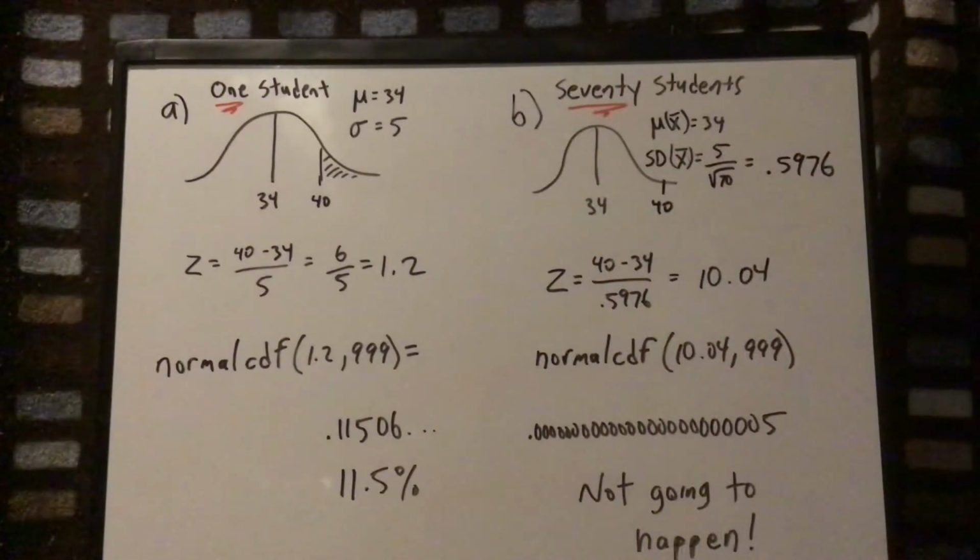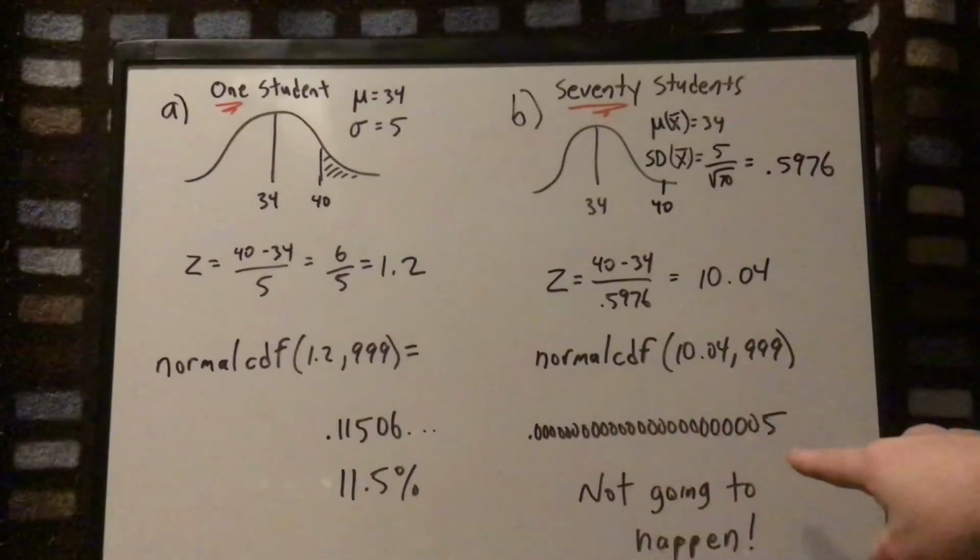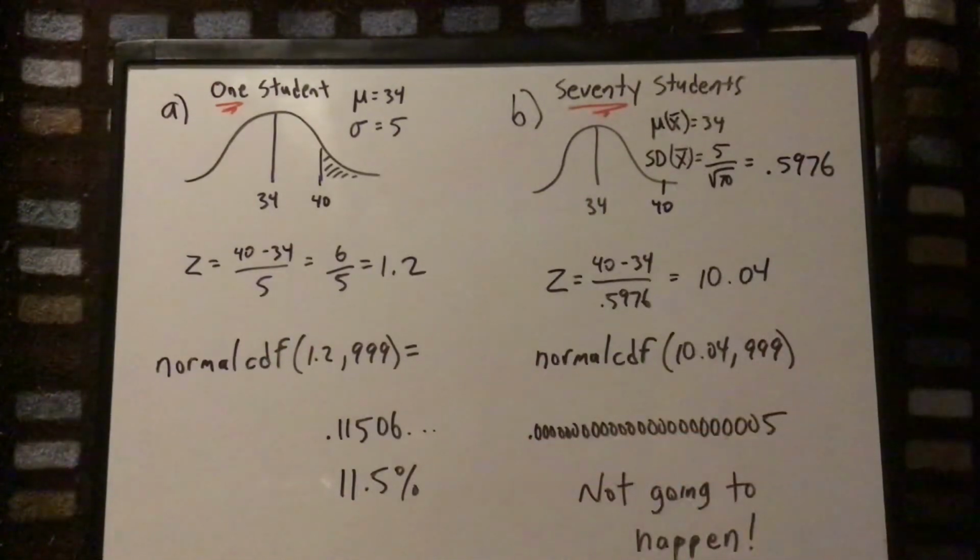So when I put this in normal CDF, I got one of those e to the negative 24 or whatever. I just thought it was funny to put all the zeros down. So it's 23 zeros and a 5. Basically, it ain't going to happen. So the chance that the entire group takes an average of 40 minutes is virtually impossible.